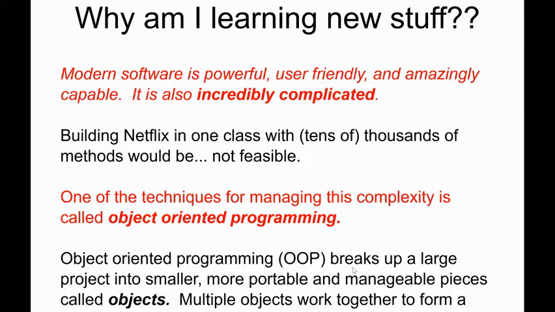Why am I learning this new stuff? Well, modern software is powerful, user-friendly, and amazingly capable. It is also incredibly complicated. Building Netflix in one class with tens of thousands of lines of code and methods really is not feasible. One of the techniques for managing this complexity is called object-oriented programming. Object-oriented programming, OOP, breaks up a large project into smaller, more portable, and manageable pieces called objects. Multiple objects work together to form a program.